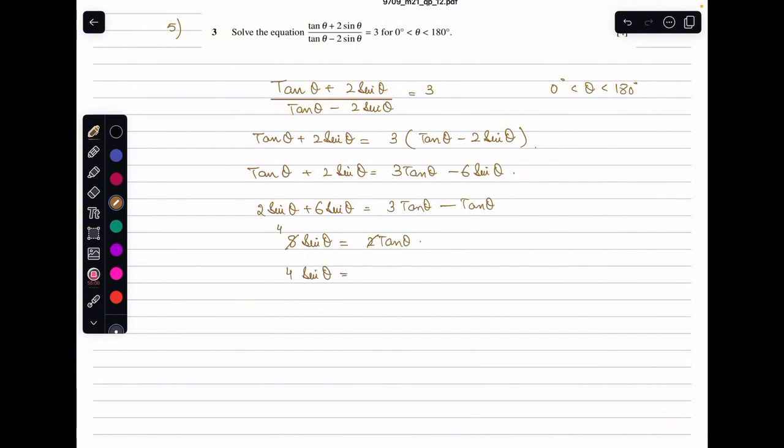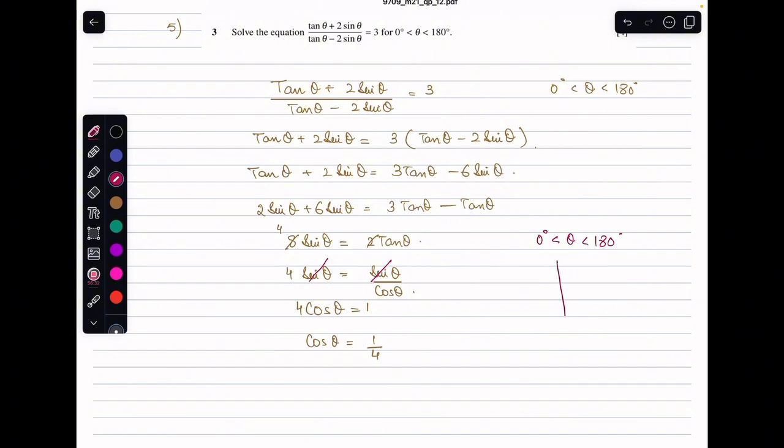And tan theta can be replaced by sine theta over cos theta. The sine theta here also gets simplified, and then I can say 4 cos theta equals 1, or cos theta equals 1/4. The given domain is 0 degrees less than theta less than 180 degrees, and I have cos theta equals 1/4.